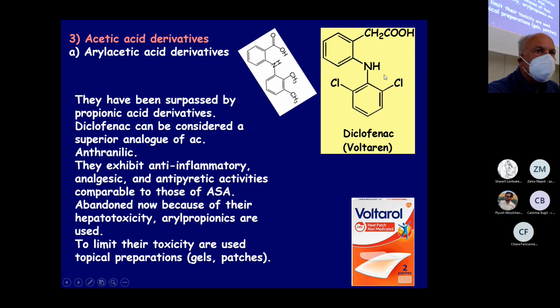In the past, there were a lot of derivatives of acetic acid, but now no more, because they have a high liver toxicity. So for the moment, between the aryl acetic acids, aryl, you see the aromatic ring, aryl acetic, you see there is only diclofenac.